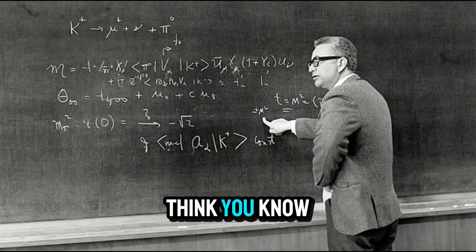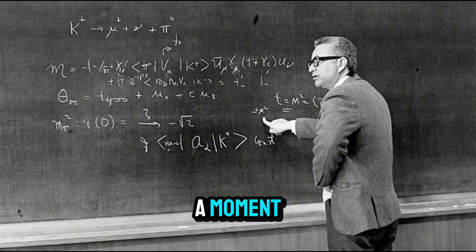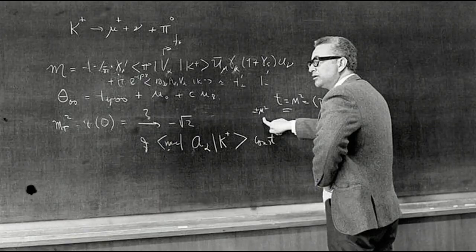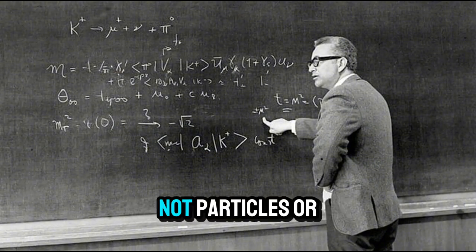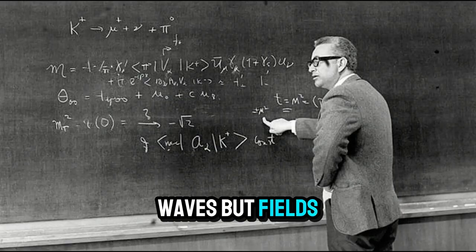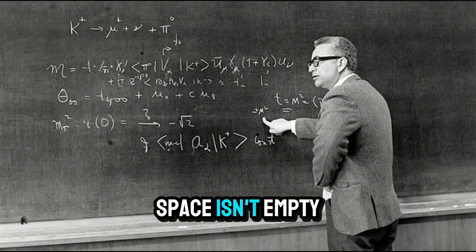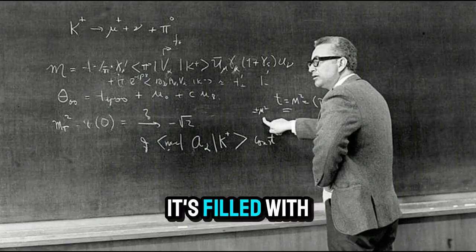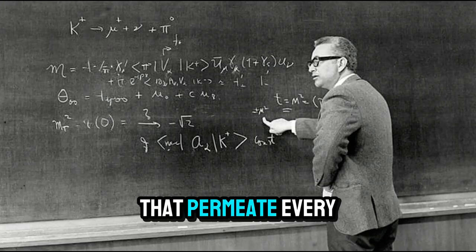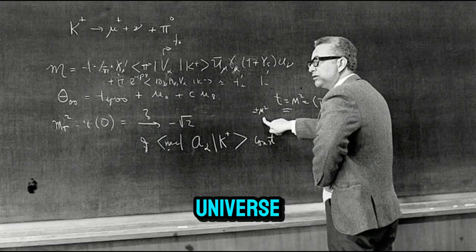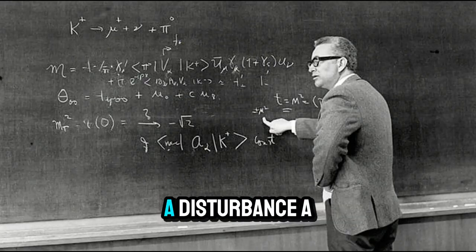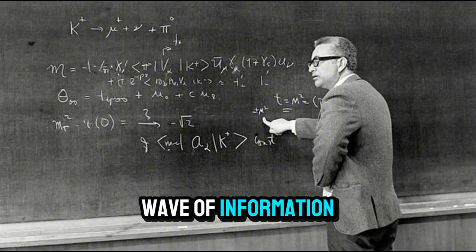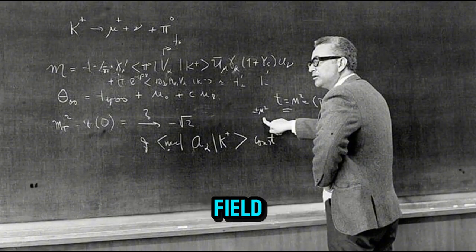Forget everything you think you know about photons for a moment. Instead, imagine you're looking at the most fundamental layer of reality. Not particles or waves, but fields. Space isn't empty. It's filled with invisible fields that permeate every point in the universe. The electromagnetic field is one of these fundamental fields, and light is simply a ripple, a disturbance, a wave of information propagating through this field.